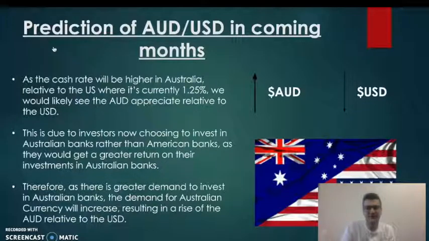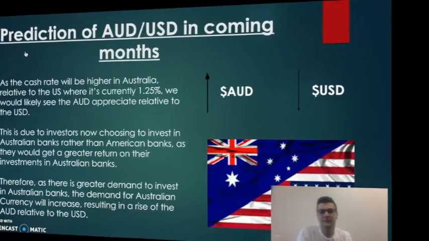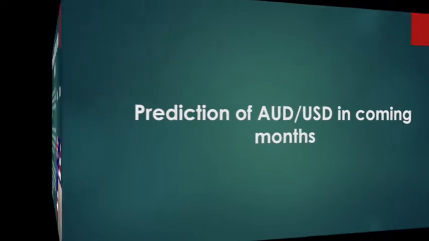This is due to investors, whether they may be foreign or Australian investors, choosing to invest at Australian banks rather than American banks, as they would likely get a greater return on their investments if they invested in Australian banks, as the interest rate is higher. Therefore, as there is greater demand to invest in Australian banks, Australian currency is required to do so, so we'd likely see an increase in demand for Australian currency. As demand exceeds supply, we'd likely see the Australian dollar increase relative to the US dollar. That's point 2.